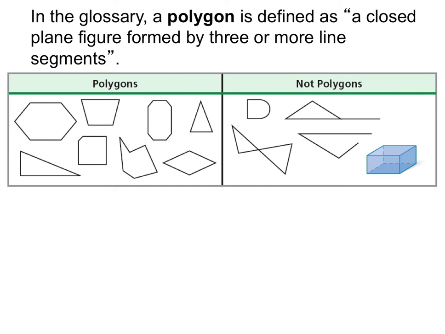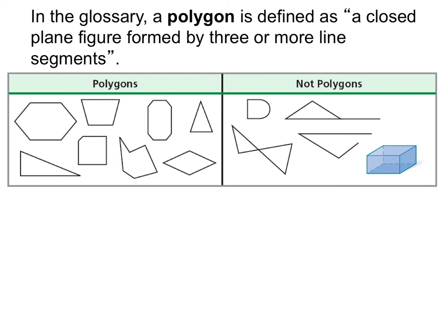And how about the 3D shape? Can polygons be 3D? What in that definition would tell you that that's not? Okay, the word plane. Plane doesn't mean just simple. Plane means flat. Okay? So it's a closed flat figure formed by 3 or more line segments. So there were polygons and things that are not polygons.